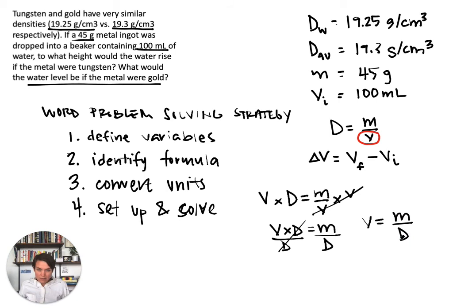Now, anytime you solve a problem like this, you're basically just going to be swapping those two values.